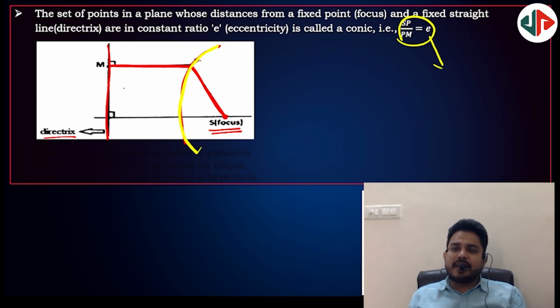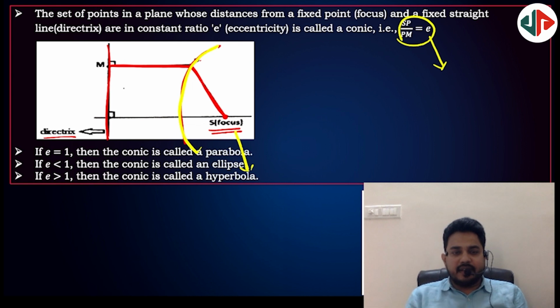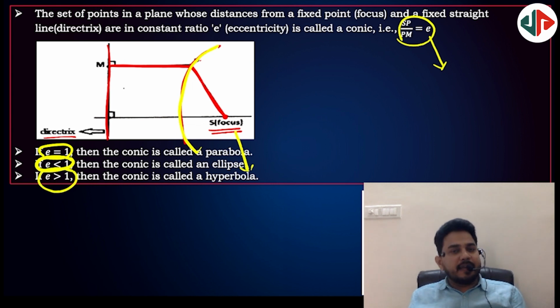E is called the eccentricity. F is called the focus. And this line is called the directrix. So if E is equal to 1, this is the parabola. E less than 1, it's an ellipse. E greater than 1, hyperbola.